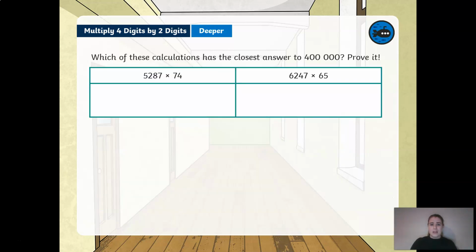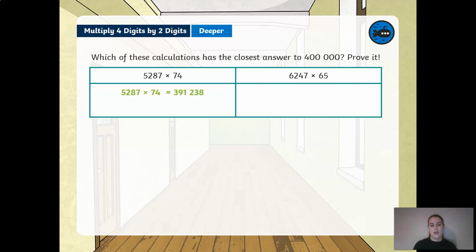Okay? Now, this is going to be your last challenge before I move you on and doing your activity. So which of these calculations has the closest answer to 400,000? Now, you need to prove it. So we're not going to be estimating this time or having a guess. You need to work out the exact answer for both of these questions. You then need to work out, using your place value knowledge, which one is closest to the 400,000 mark. So pause the video, work out the answers, and then tell me which one is actually closest to 400,000. Have a go.